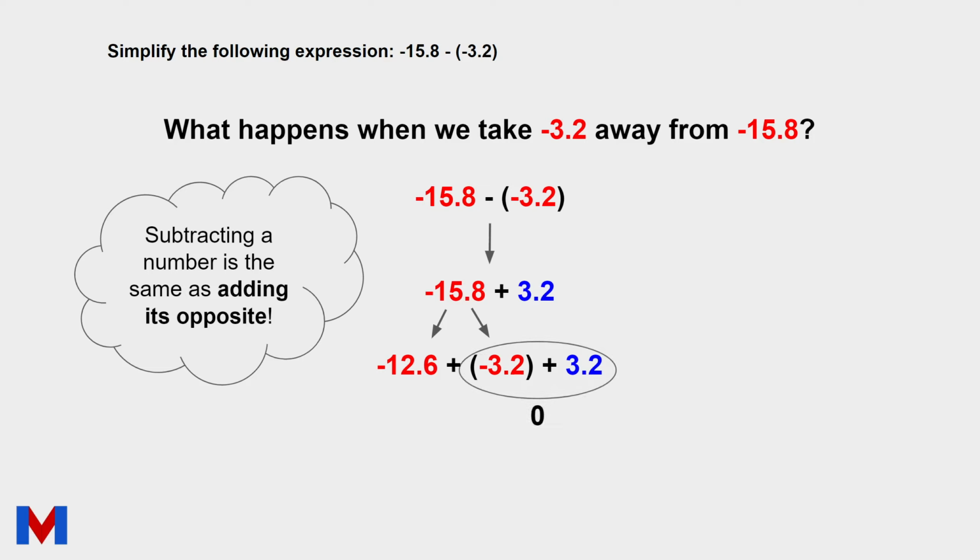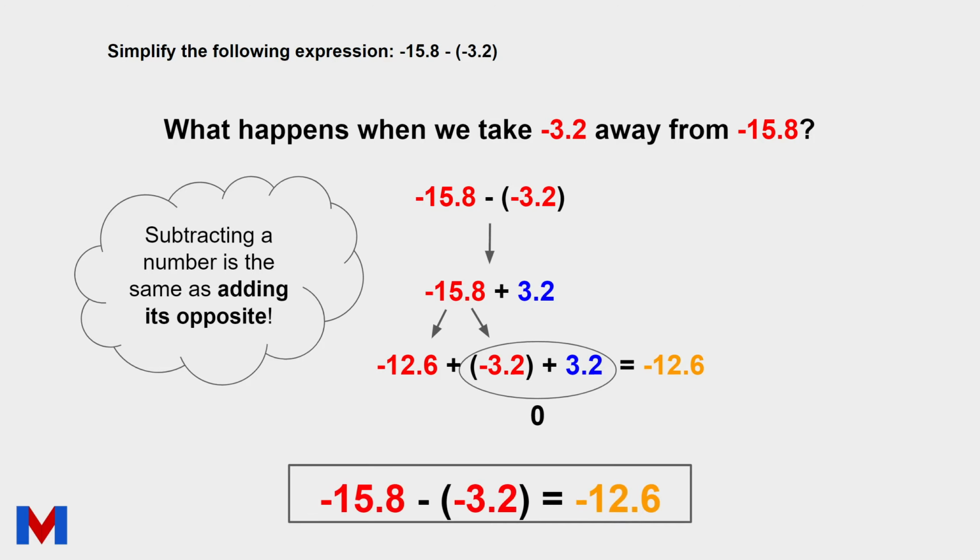The negative 3 2/10 can combine with the positive 3 2/10 to give me 0. They're opposites. I don't even need to worry about them anymore. And all that I'm left with is negative 12 6/10, which is the answer to this problem. I've simplified the expression as much as possible. So what we see is that negative 15 8/10 minus negative 3 2/10 is negative 12 6/10.